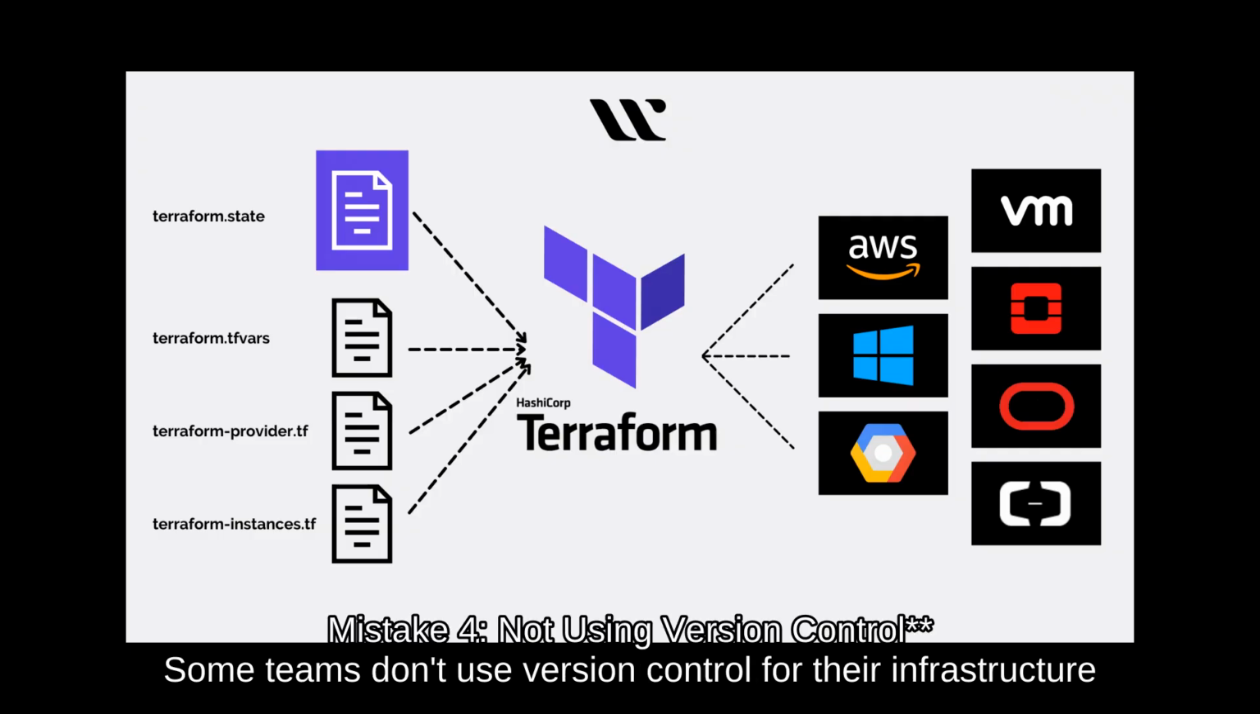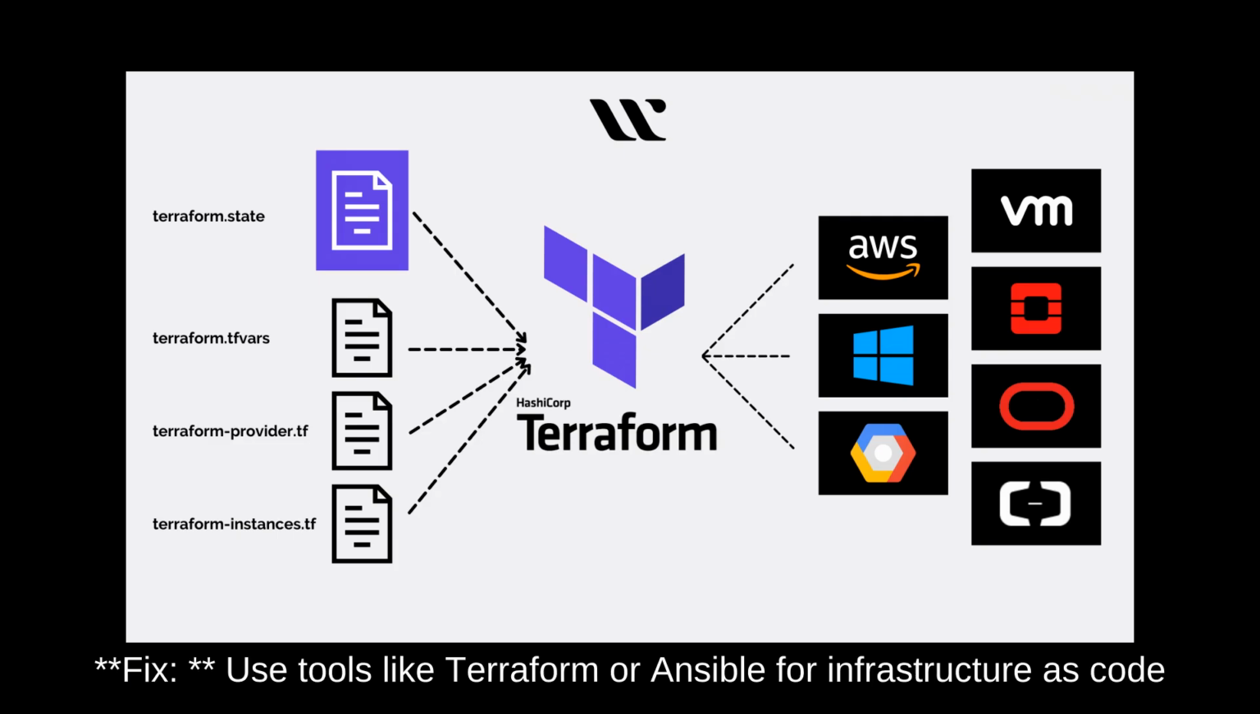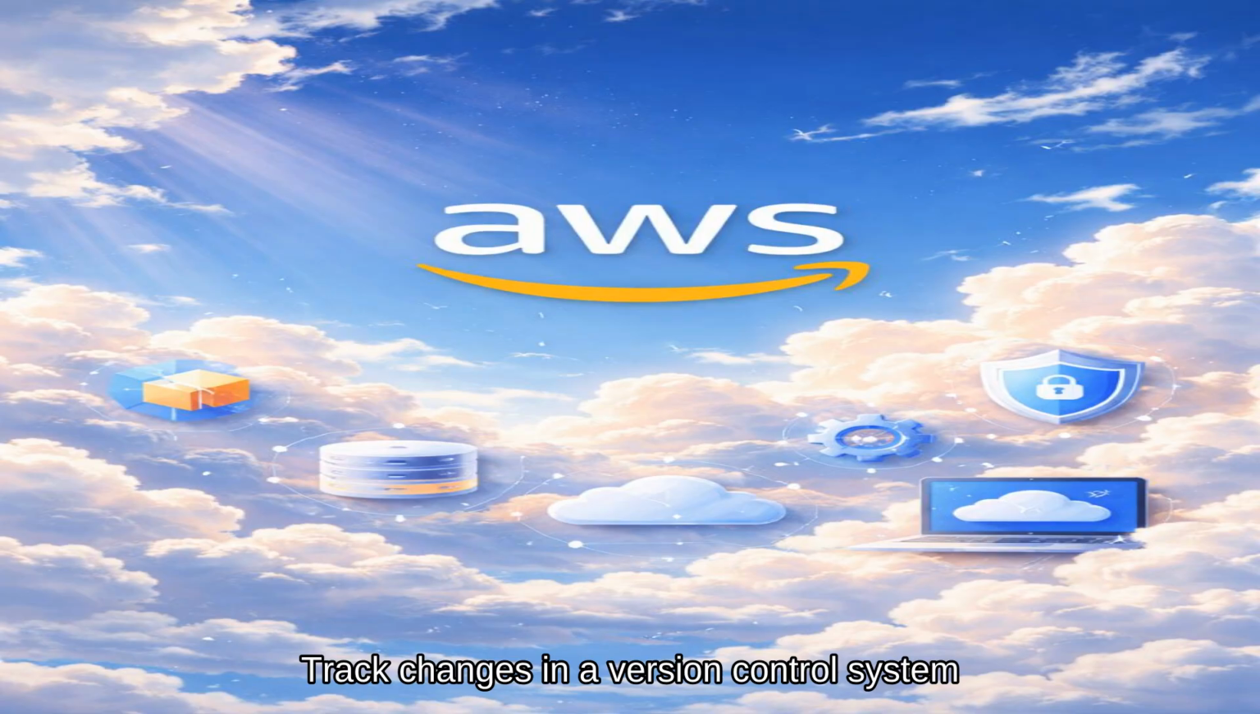Mistake 4. Not using version control. Some teams don't use version control for their infrastructure. This creates chaos. Fix: use tools like Terraform or Ansible for infrastructure as code. Track changes in a version control system.